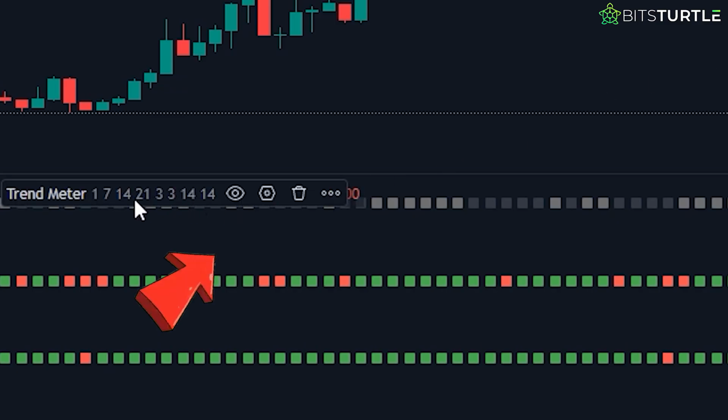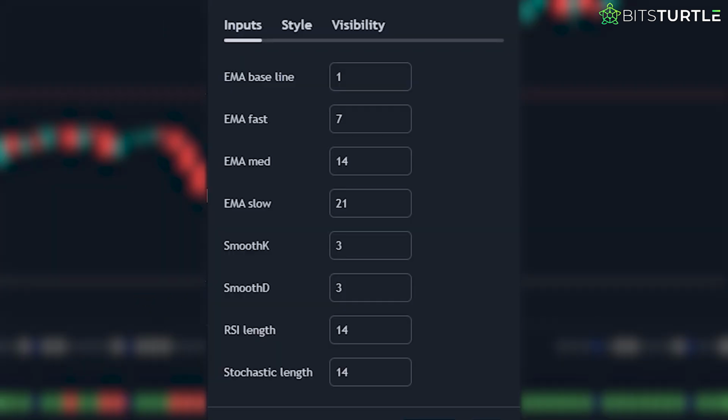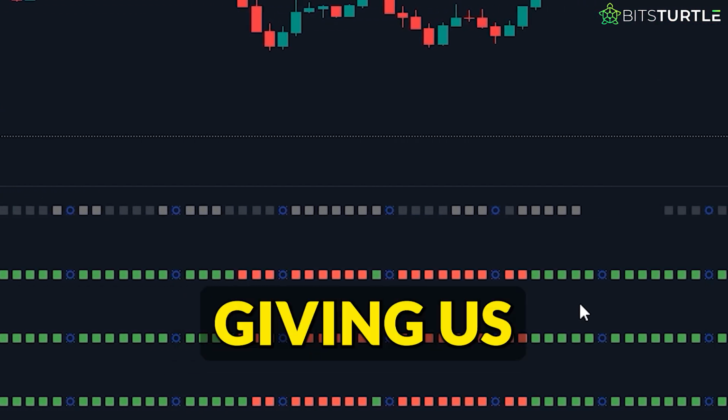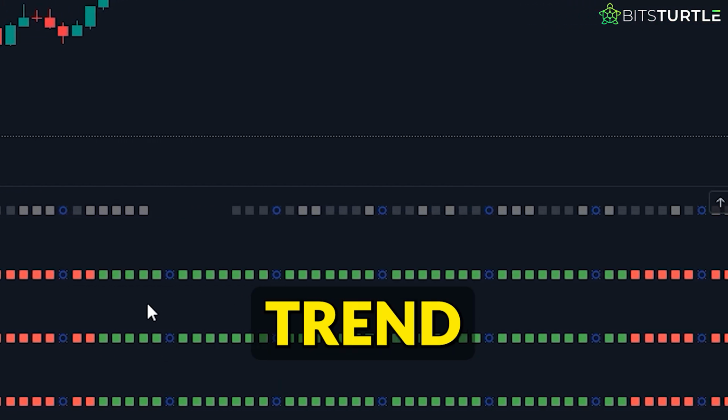Once you've added it to your chart, we need to tweak the settings to match our strategy. First, open the settings and change the EMA baseline from 1 to 5. Then set the EMA fast from 7 to 14, the EMA mid from 14 to 15, and the EMA slow from 21 to 25. Now the indicator is ready to go, giving us a solid view of the market trend.